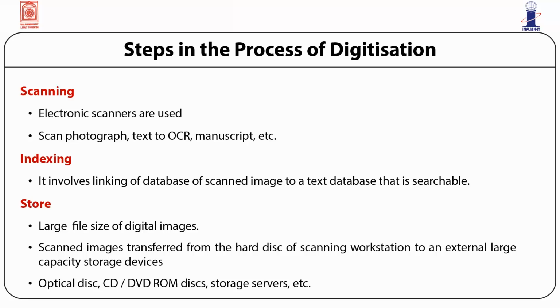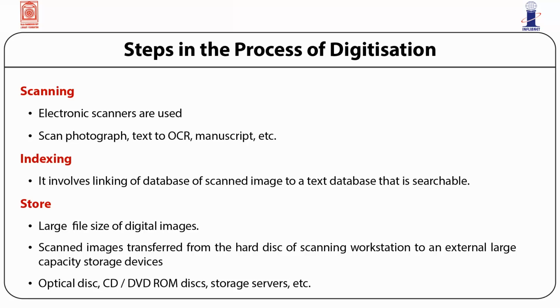Once it is scanned, all the images will be indexed. That means the images or the scanned documents will be stored in an archive and linked with the database of the scanned images to a text database that is searchable. This is what is called indexing. If I have a photograph, while searching I have to give the photograph name, who appears in the photograph, who has taken the photograph, like that. A lot of this data about a book or thesis or serial or photograph is called metadata. So generally the indexing is based on the metadata of a scanned document.